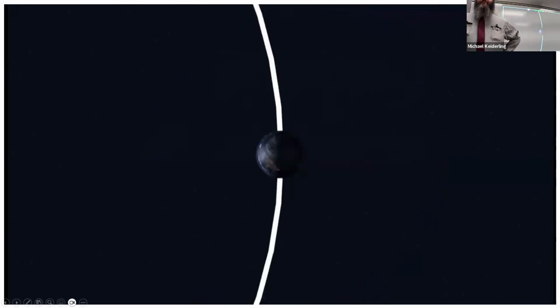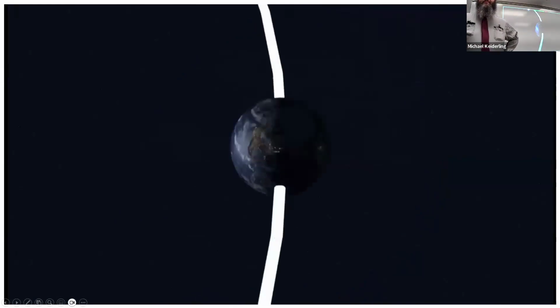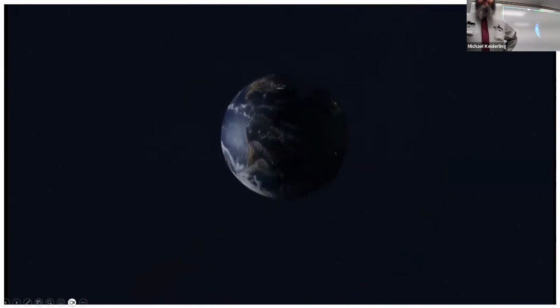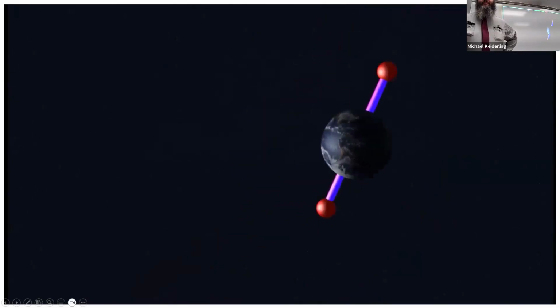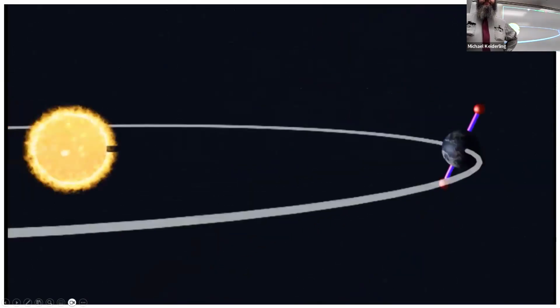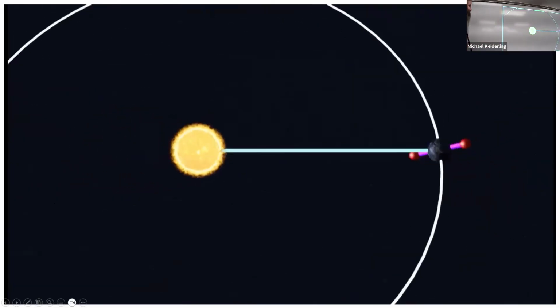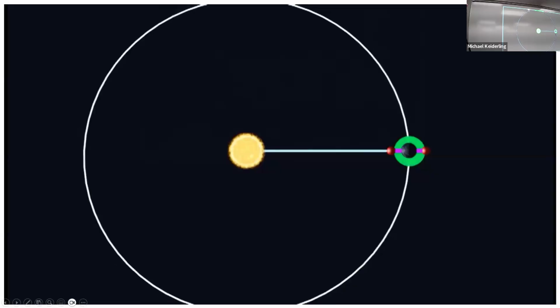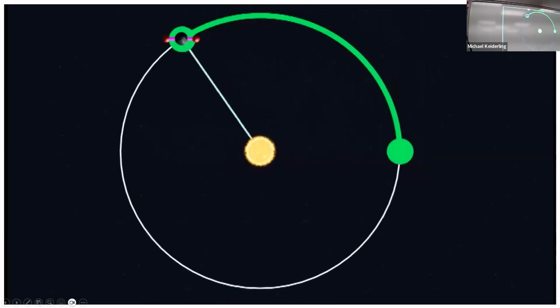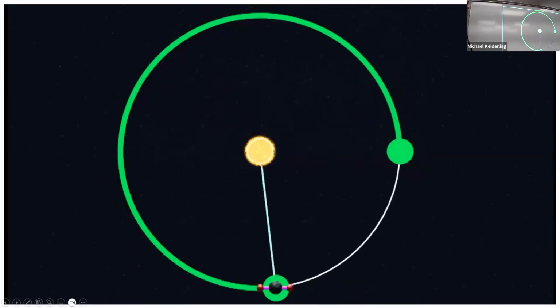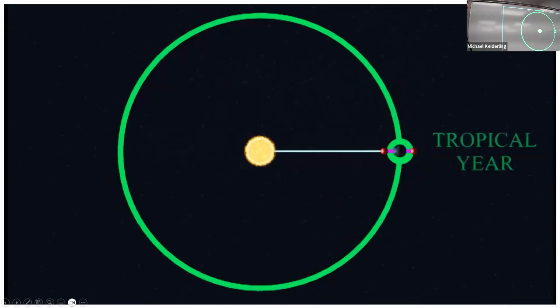But the tropical year doesn't depend on the Earth's position. It depends on the Earth's axis. When the North Pole faces away from the sun, we in the Northern Hemisphere experience the winter solstice, the shortest day of the year. If you measure the length of time between two winter solstices, you get a tropical year.